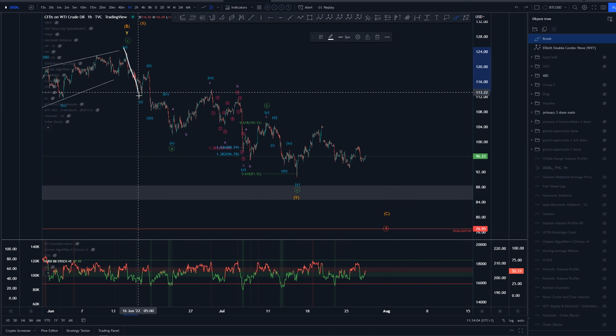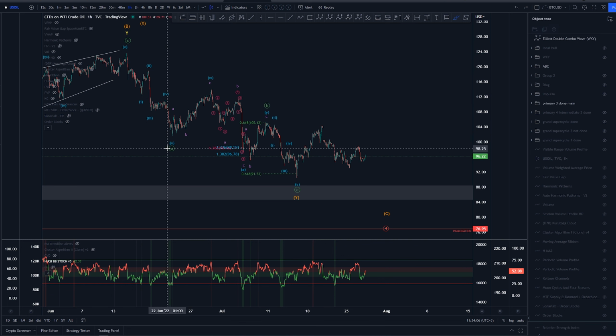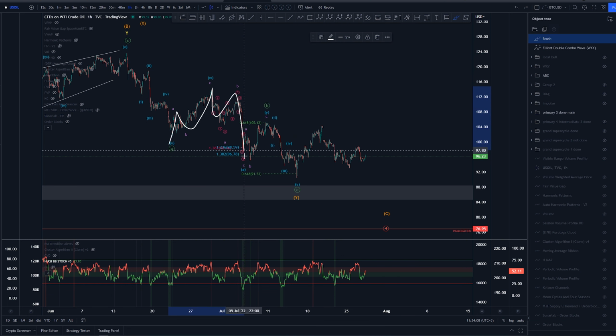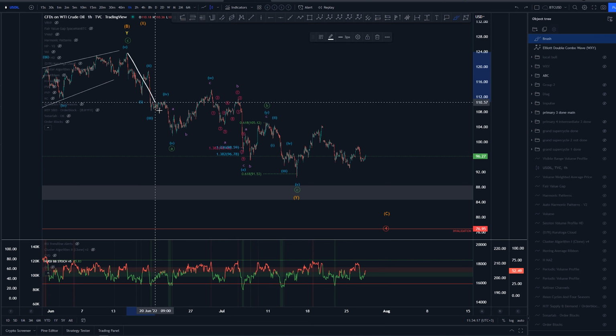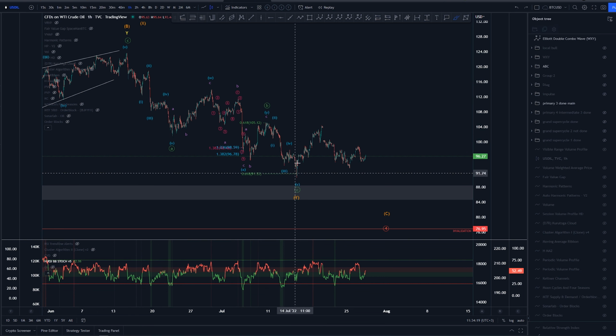So overall we would have 1, 2, 3, 4, 5 into A, 3 wave into W, 3 wave into X, and then 3 wave into wave Y to complete the B wave. Very complex structure here in this possible B wave, and this would get us our A, B, and C.